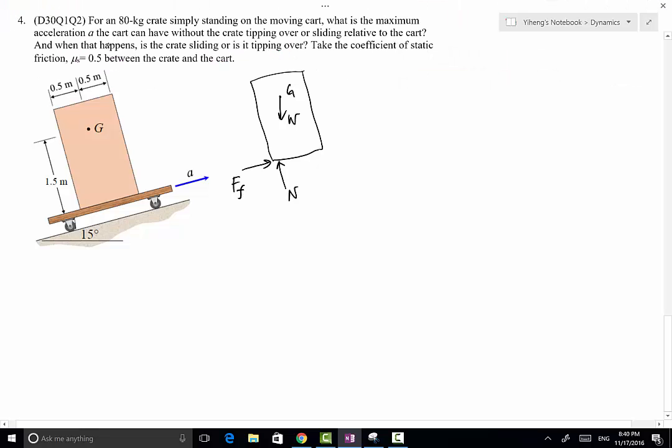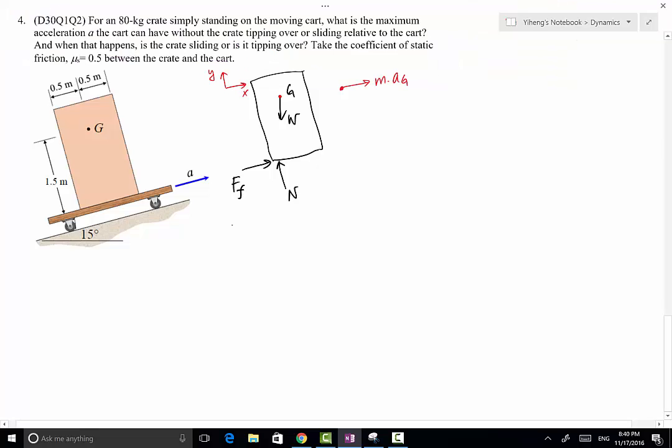Let's choose a coordinate system. Let's align our x and y coordinate system with the inclined surface and perpendicular to it for convenience. And also we need to draw the kinetic diagram, which is basically drawing the m a_G, which is in this direction along the inclined surface. This is the mass center or the gravitational center of the crate. So with this done, we can start writing our equations of motion.